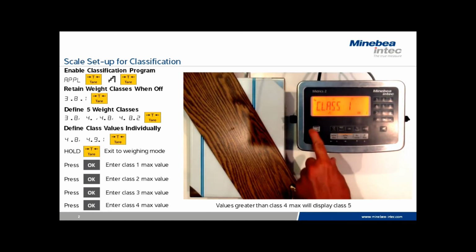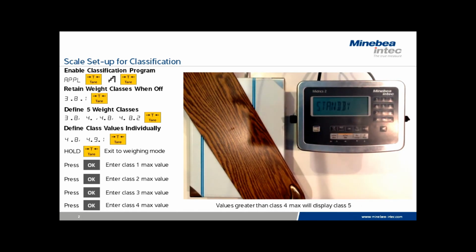To prove that we have retained all the data, we turn the scale off and turn it back on, and instead of going into the weighing mode, you'll see it goes immediately into the classification mode.